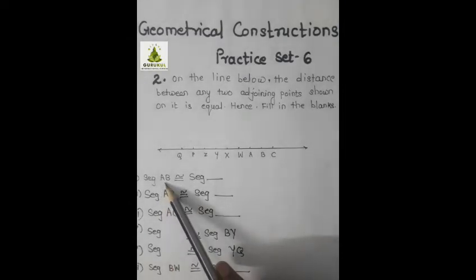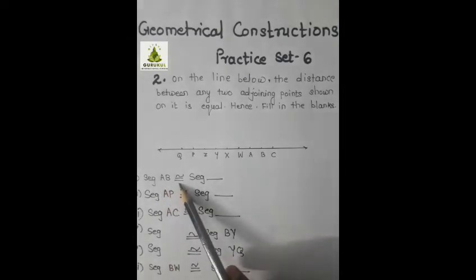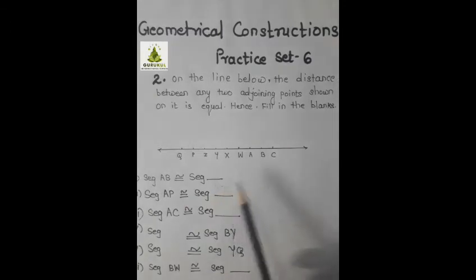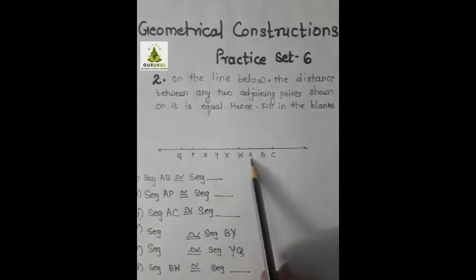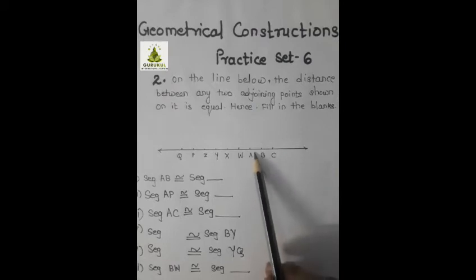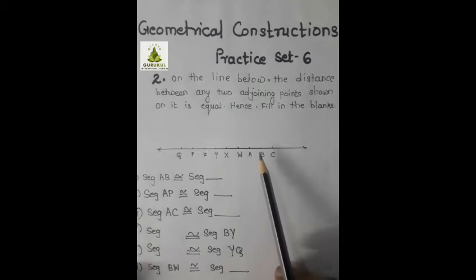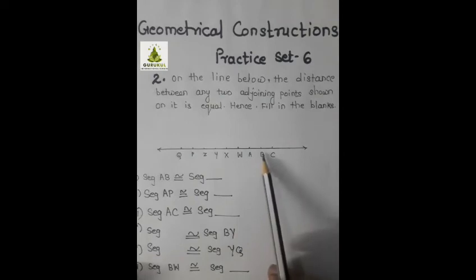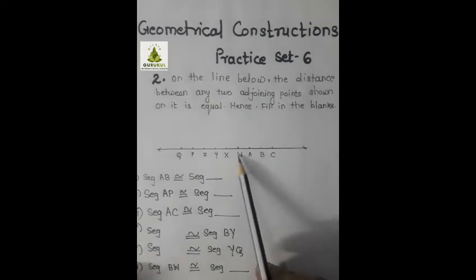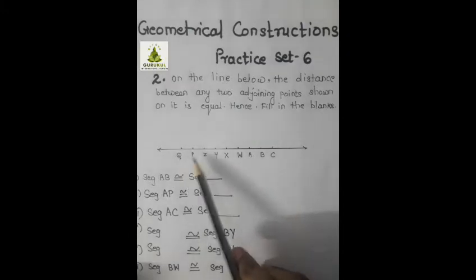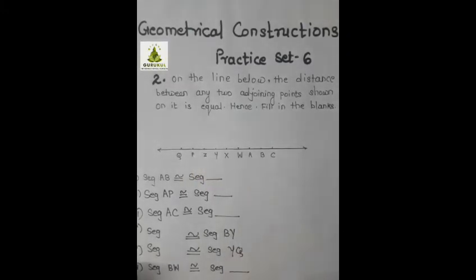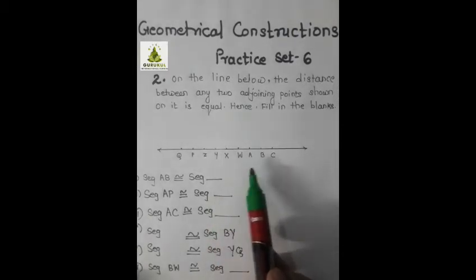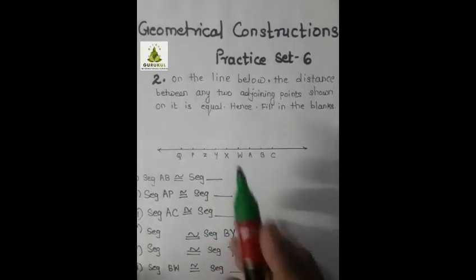First question they have given: segment AB is congruent with segment dash. Where is point A? Here. Where is point B? Here. So how many segments are there? One. So you have to find any one segment name on the line. You can take BC, you can take WX, you can take QP, any one you can take. So here I will take segment AB is congruent with segment BC.